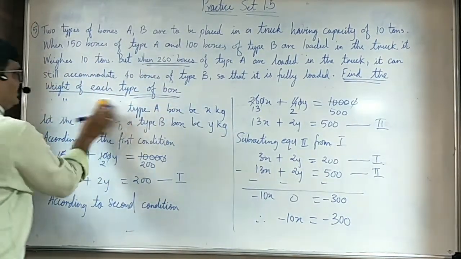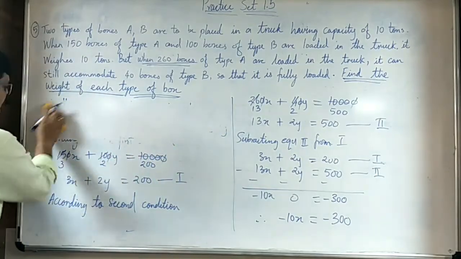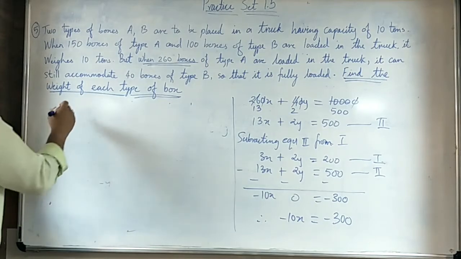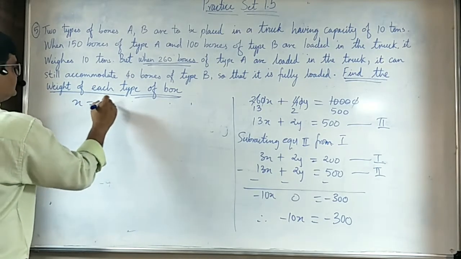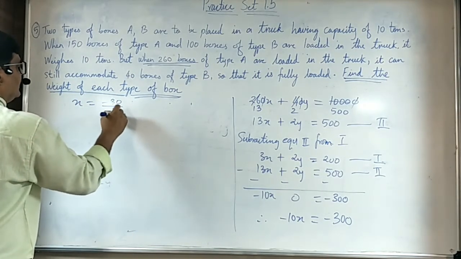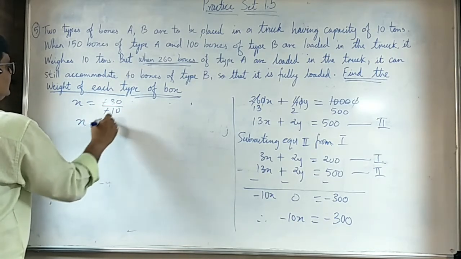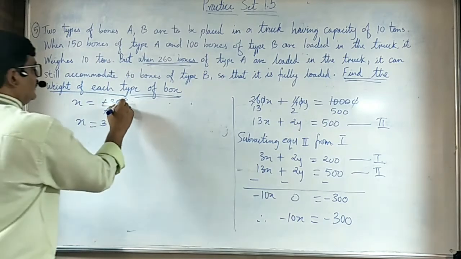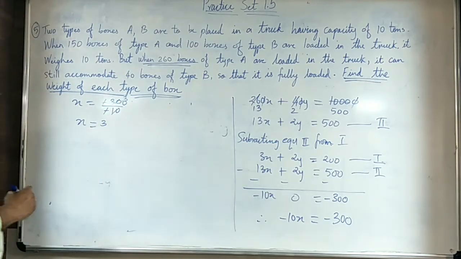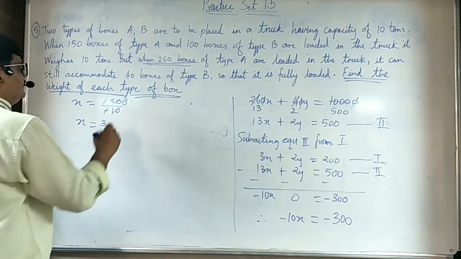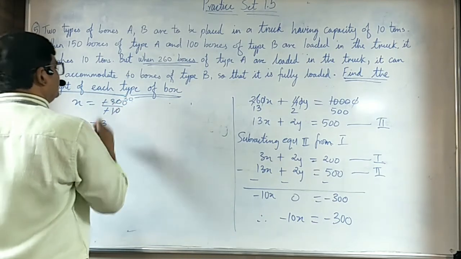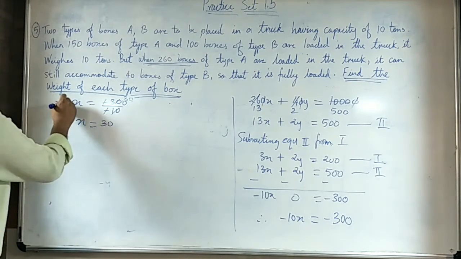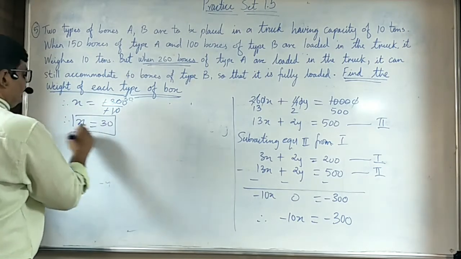Then what I have to do here is divide this by minus 10. x is equal to minus 300 upon minus 10. The minus minus sign will get cancelled. So you will be getting x is equal to 300 upon 10, 10 30s are 300. So the x value is nothing but 30. I got the value of x.